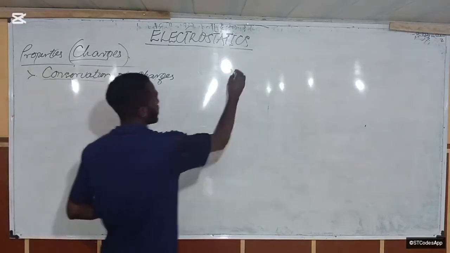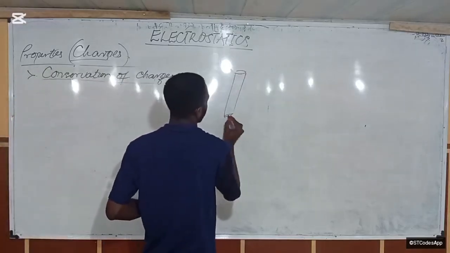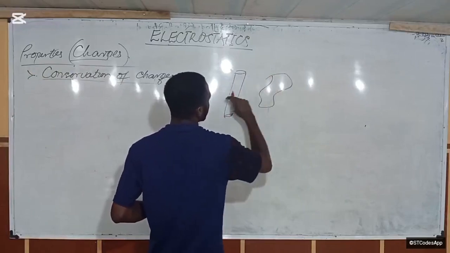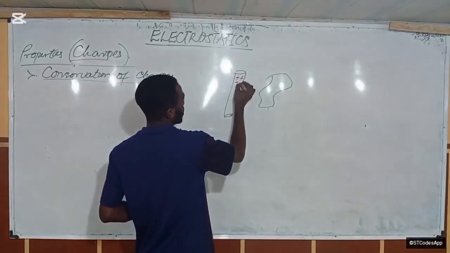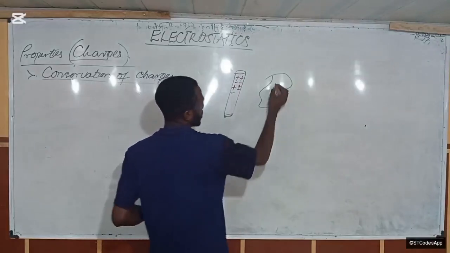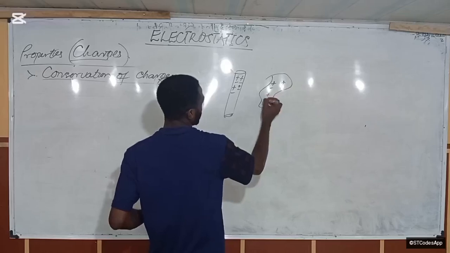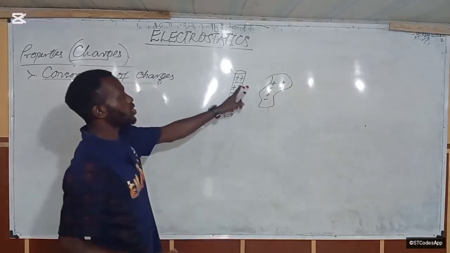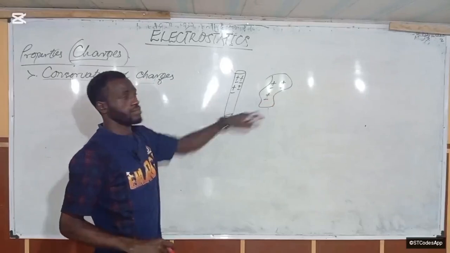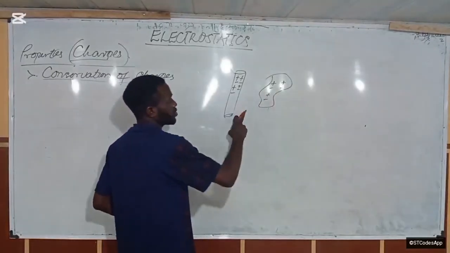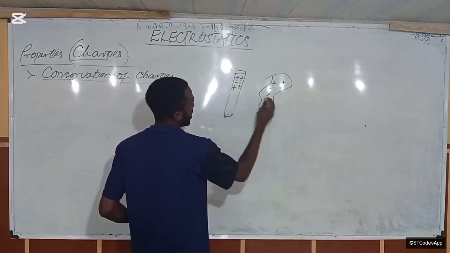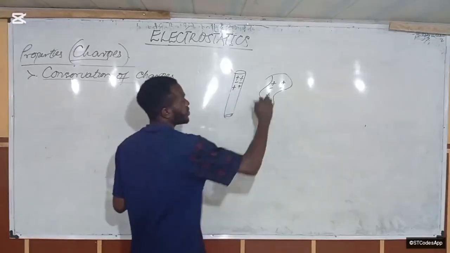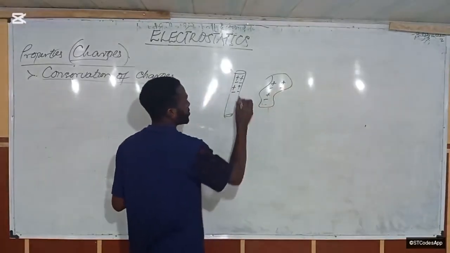So if I have two bodies, let's say I have this rod and this silk material. If the number of positive charges here were 3, balanced out by 3 negative charges, and here we have 4 positive and 4 negative. The moment we rub this on this, this is going to transfer some charges onto this, because we said this will be positively charged. So it means that the negative charges will leave here and come here, isn't it?